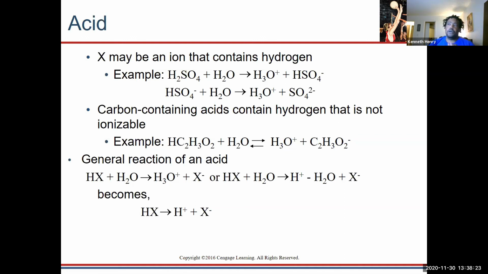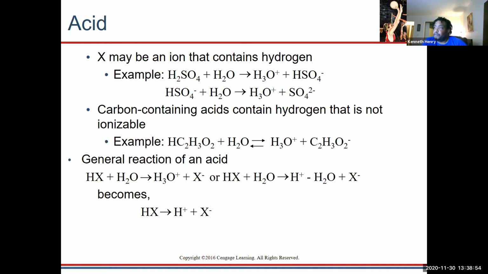A lot of the acids we've talked about and emphasized have been strong acids. Now there are weak acids as well. All carbon-containing acids are weak acids. Do you want to repeat that? All carbon-containing acids are weak acids. So, does this acid contain carbon?